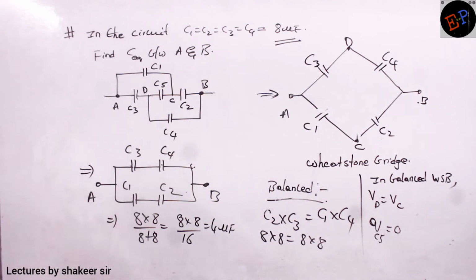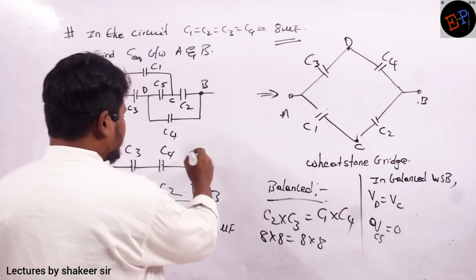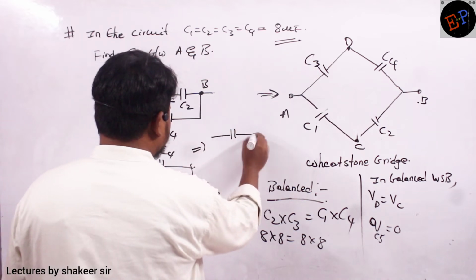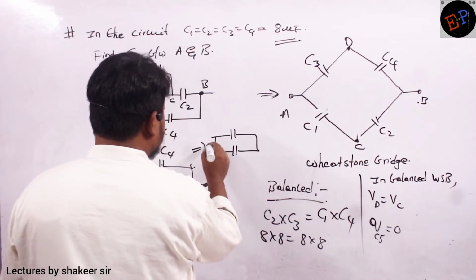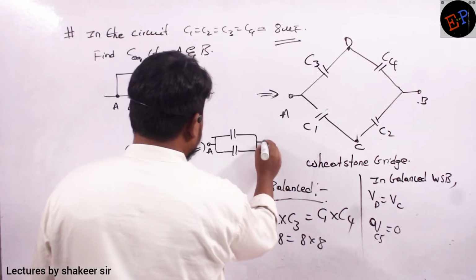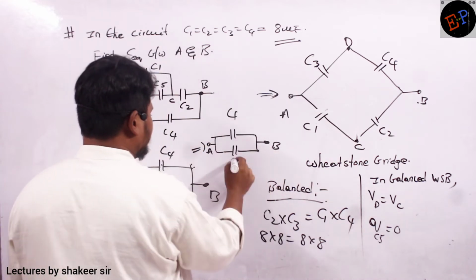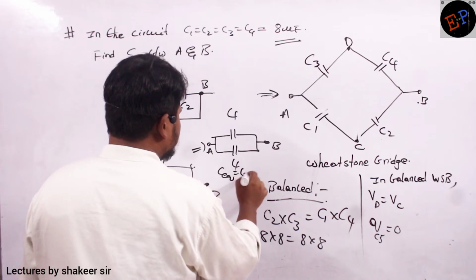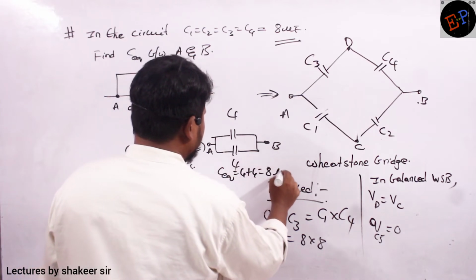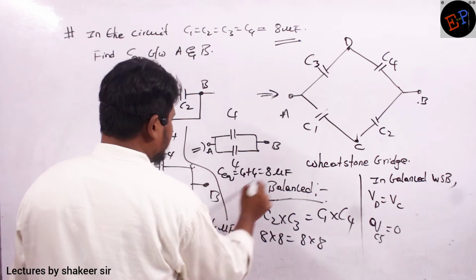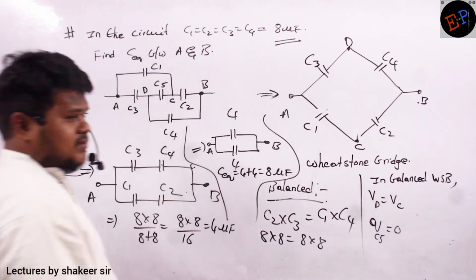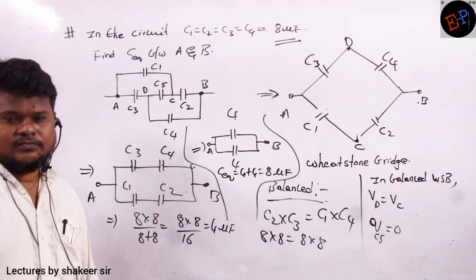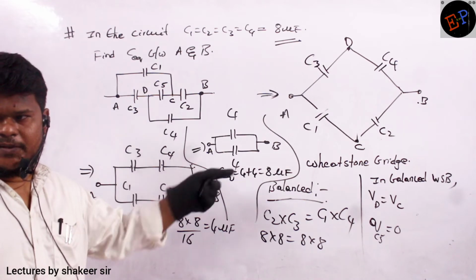Clear, no? So again, how can I draw the circuit? I can redraw this circuit like this. This is terminal A and this one is terminal B. This is 4, this is also 4. So what is the total equivalent capacitance? 4 plus 4 is equal to 8 microfarads because they are connected in parallel. That is my answer. Have you understood? That's it.